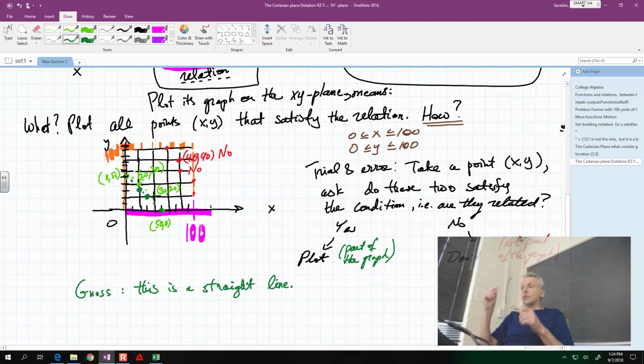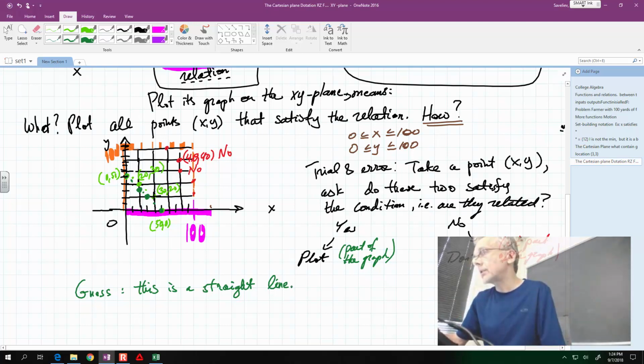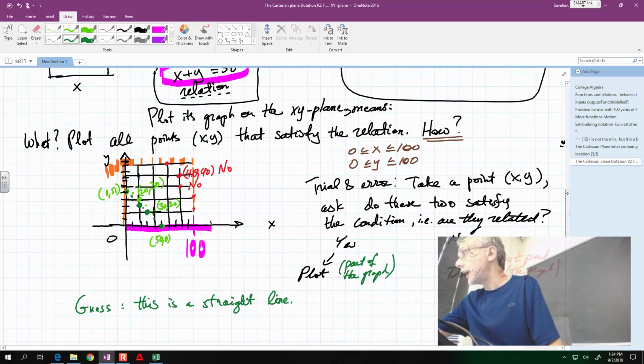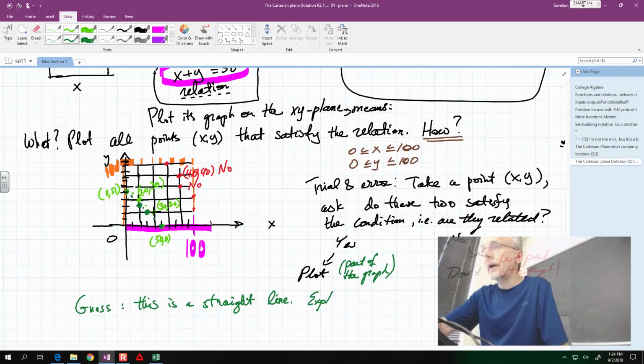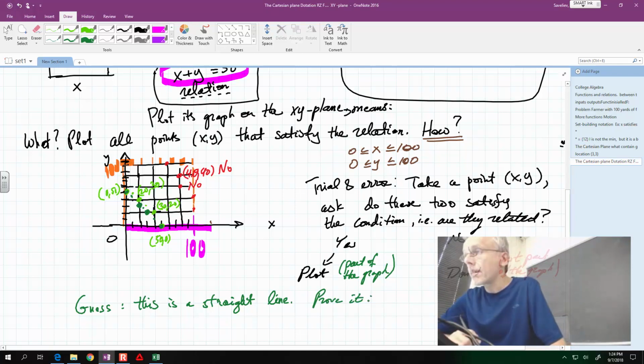So it is indeed a straight line. Why is it? How do we know it's a straight line? Now this was a guess. Can we explain it? Or rather, can we provide evidence, or simply prove that it is indeed the case? How do we prove it? X plus y is equal to 50. How do we know it is a straight line? Its graph is a straight line.